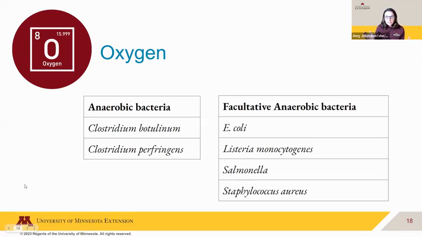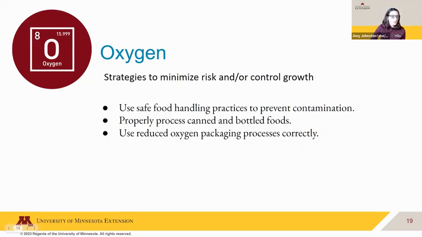And I mentioned these differences. It's not important to remember the exact names, but I mentioned this to highlight how important it is to minimize the risk of contamination because so many pathogens can adapt to their environments. So using safe food handling practices to prevent cross-contamination is very important. When processing or packaging foods into an anaerobic environment, follow the proper guidelines and procedures.